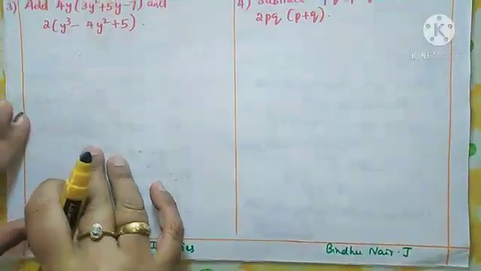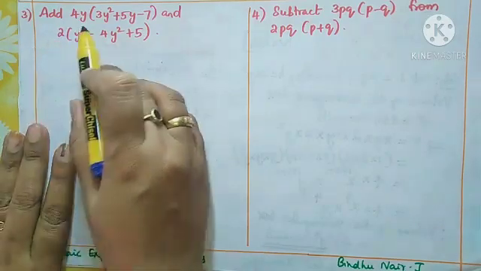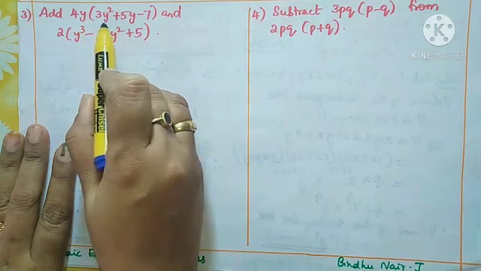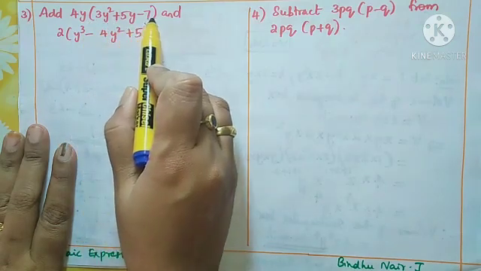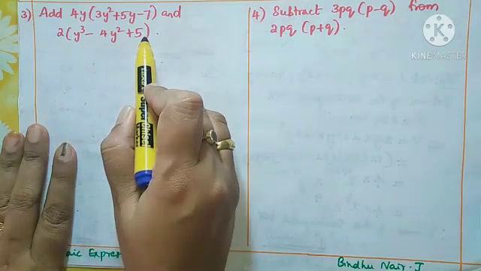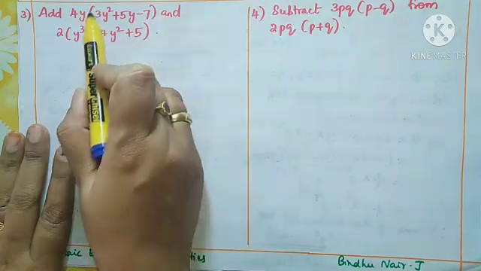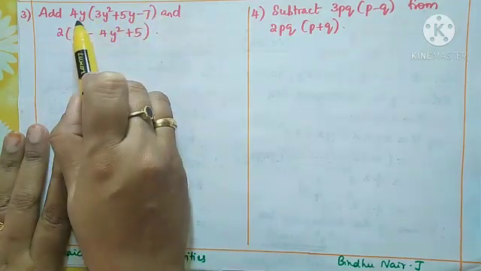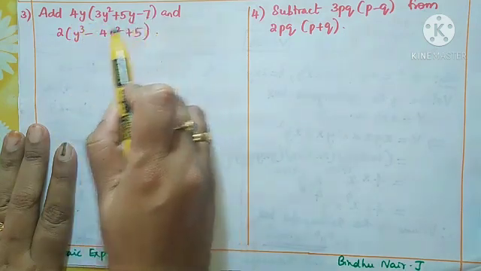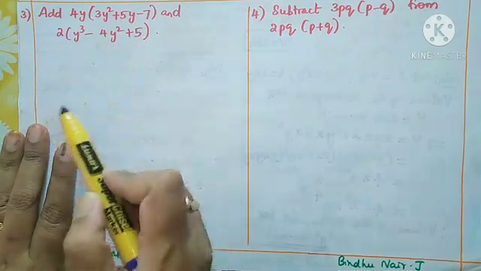Yes, now see this question. Question number 3. Add. So this is an addition problem. So here the given expressions are 4y into 3y square plus 5y minus 7 and 2 into y cube minus 4y square plus 5. So these two expressions we want to add. Okay. So here you see outside the bracket there is a term 4y. So this 4y is common to all the terms inside the bracket. Similarly here 2 is outside, common. So this 2 is common to all the terms inside the bracket.